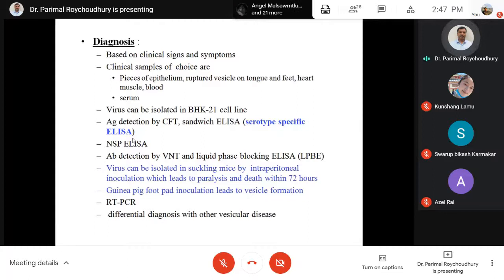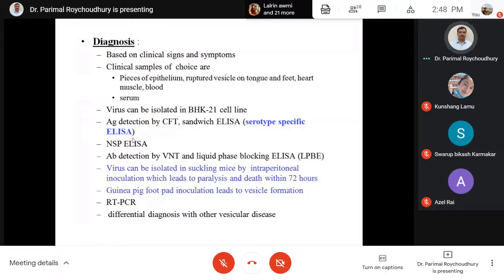Then they came up with another type of ELISA called NSP ELISA. This is to differentiate the naturally infected and vaccinated animal. In some other classes we will discuss the concept of DIVA. So one NSP-based ELISA test has been developed by the same PDFMD. They also came up with a test in place of the VNT, virus neutralization test, called the liquid phase blocking ELISA, LPBE ELISA.